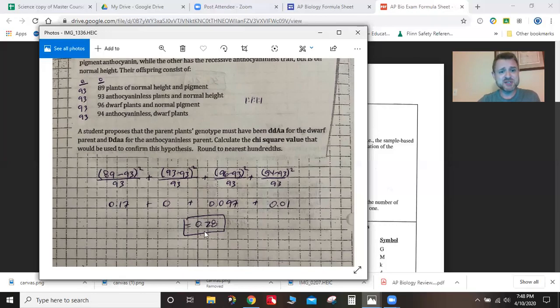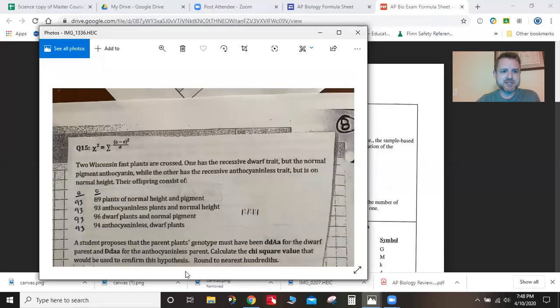Kids hate chi-square questions, but if you just set it up, observed, expected, there's 4 choices, set up the math 4 times, add it up. These really aren't that hard. Okay, that was question 15.